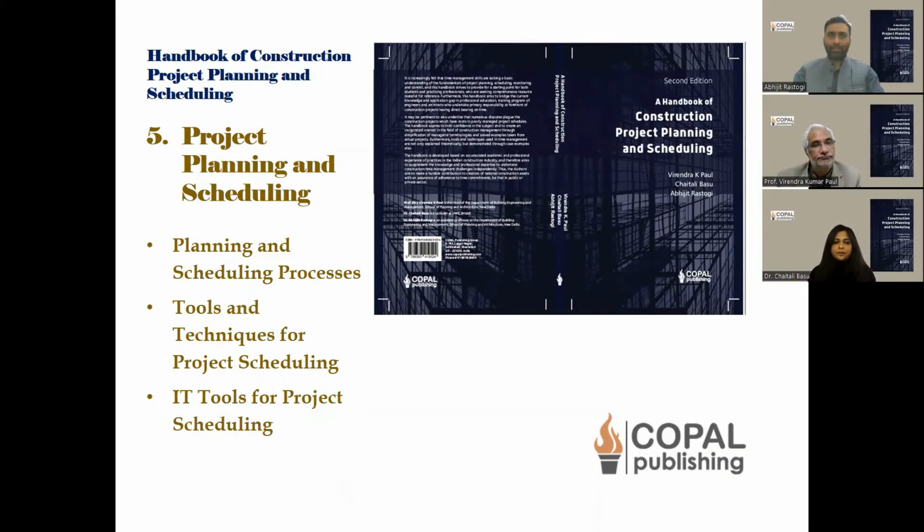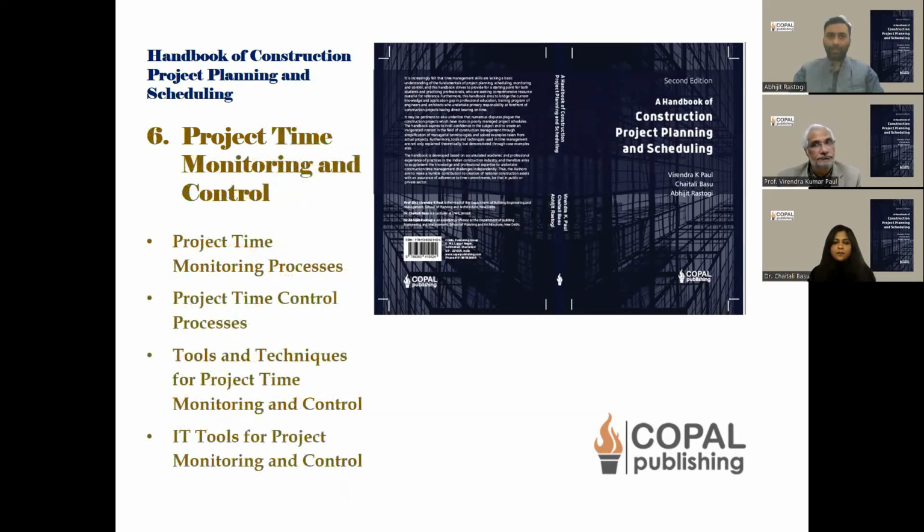This chapter discusses all the processes for planning and scheduling, and tools and techniques for planning and scheduling processes that include CPM, PERT, line of balance, Monte Carlo simulation, critical chain project management, etc. And the prevalent IT tools are discussed in this chapter.